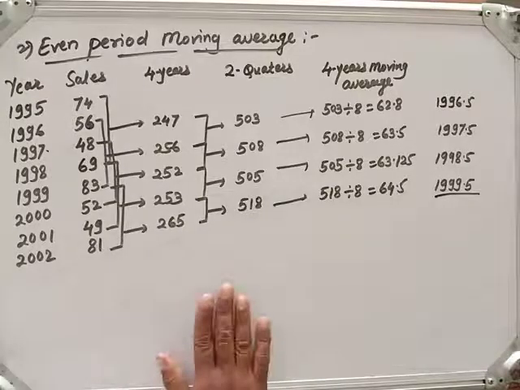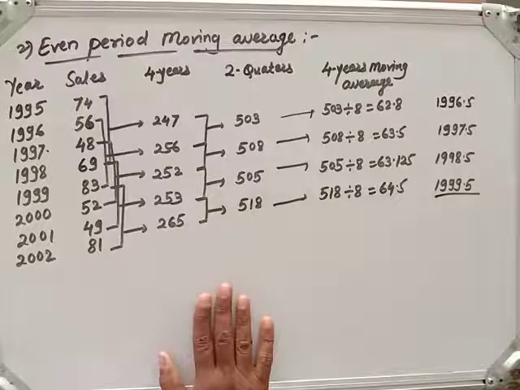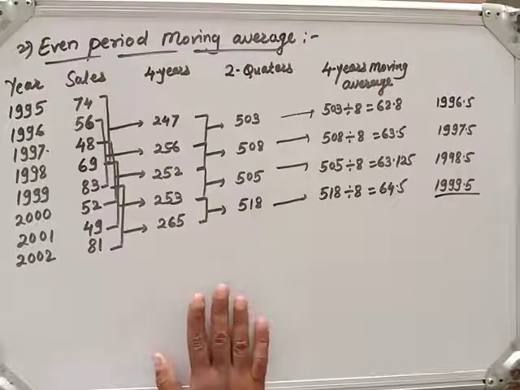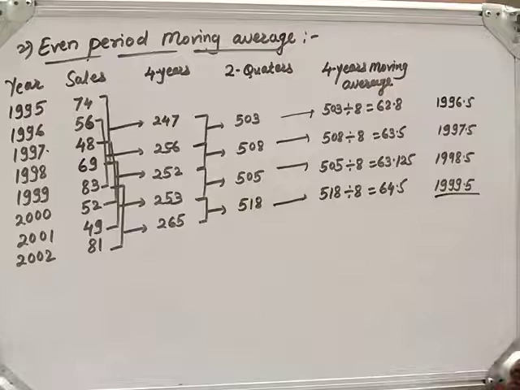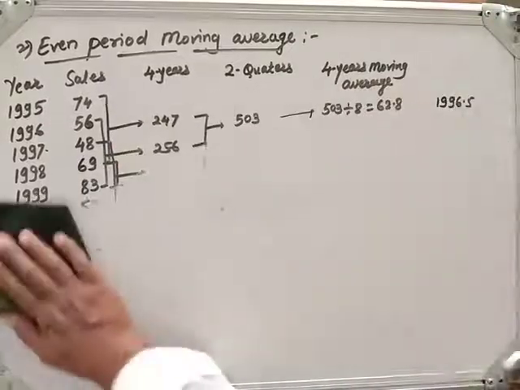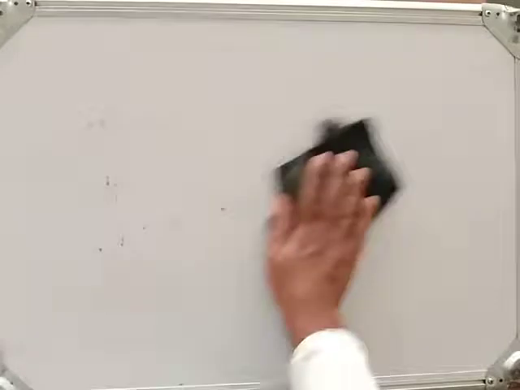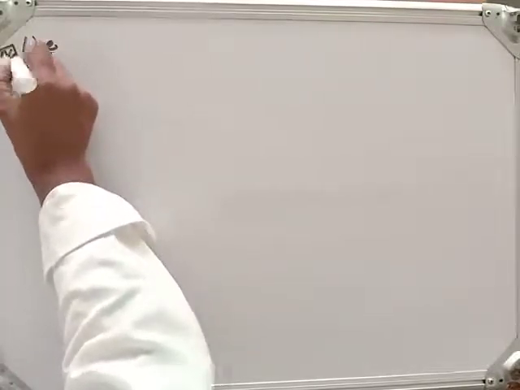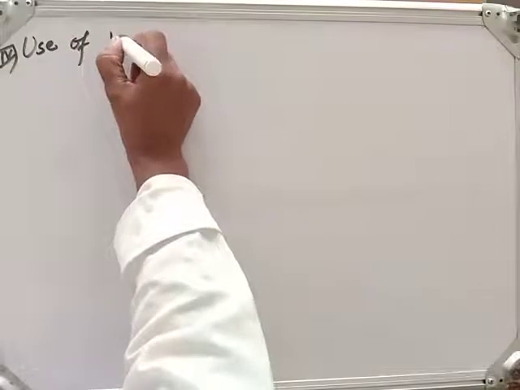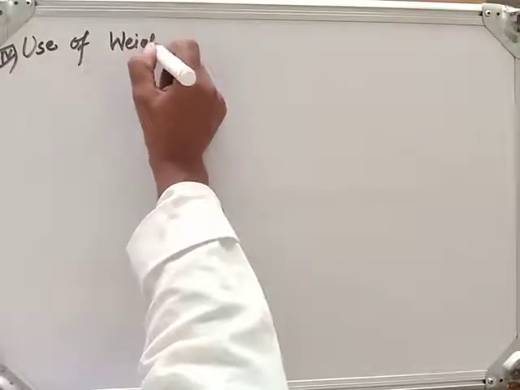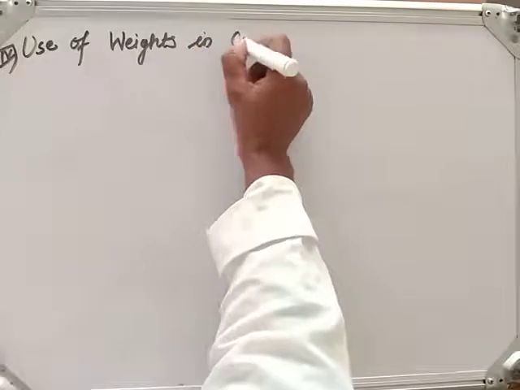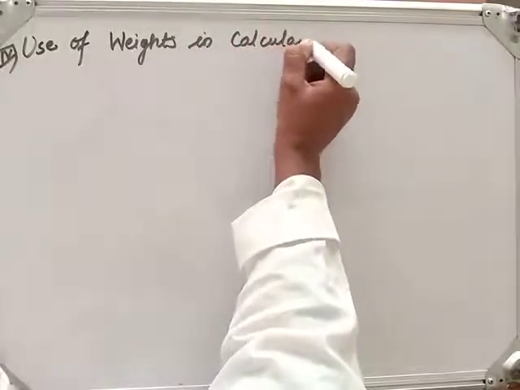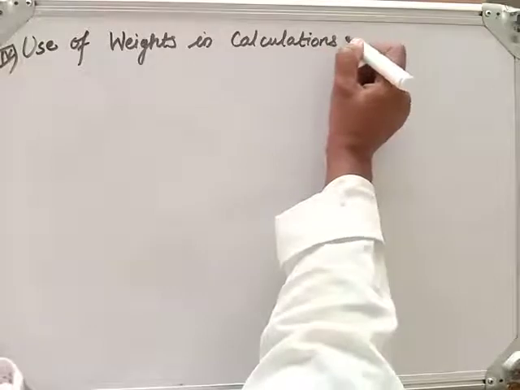Now the next method is use of weights in calculation. Sometimes the weights are given, so those weights we will use in calculation. The next, fourth method you can say, is use of weights in calculations.